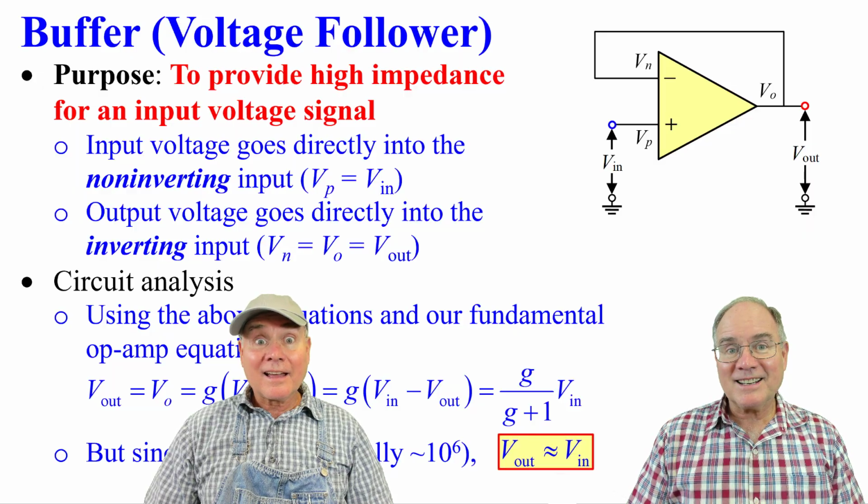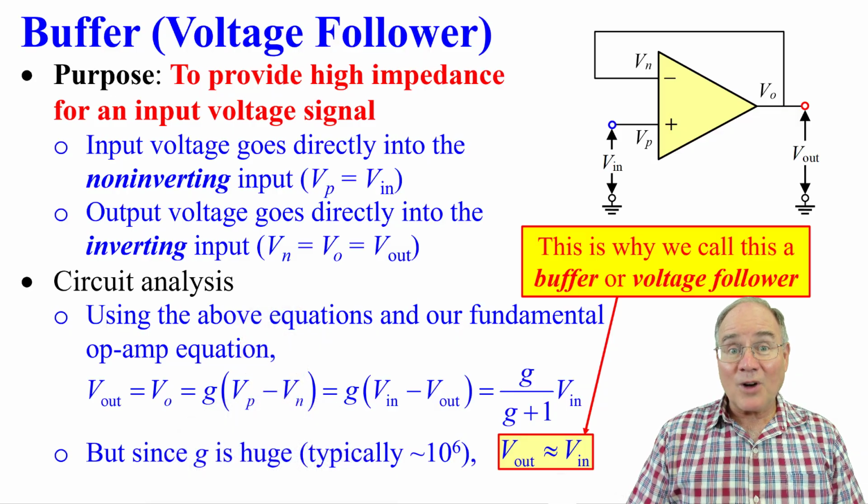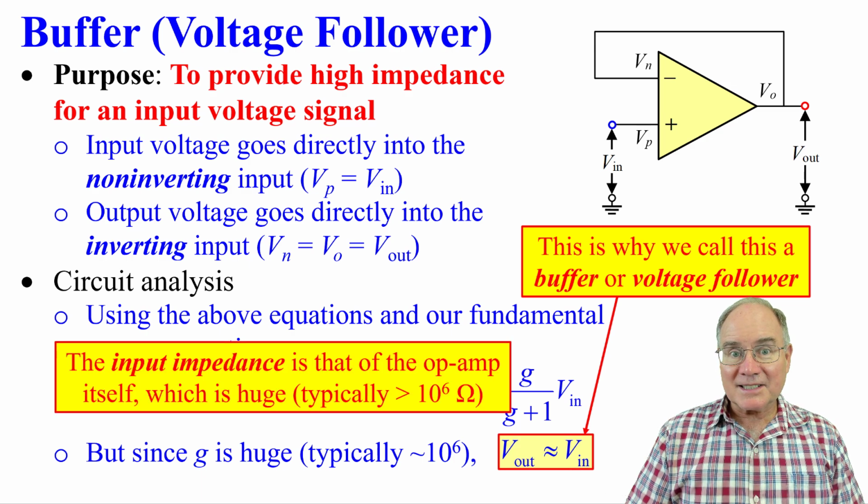You're welcome, Dud. By the way, this is why we call this a buffer or a voltage follower. The output voltage simply follows the input voltage. The input impedance is that of the op-amp, which is typically megaohms, by the way.